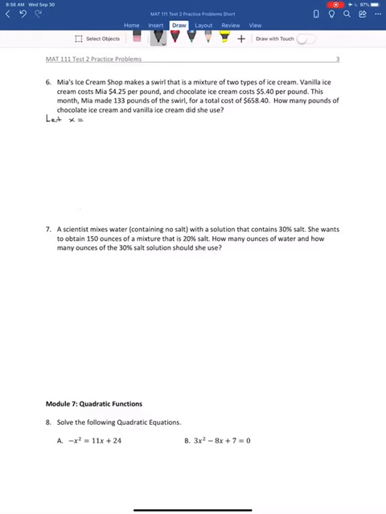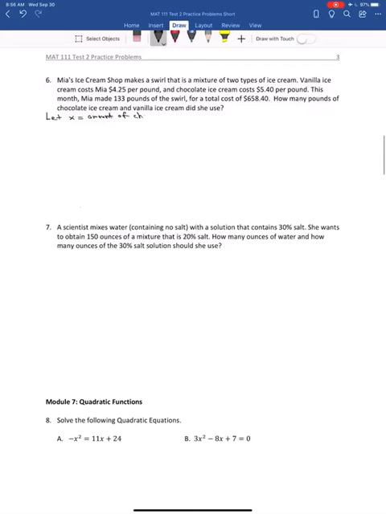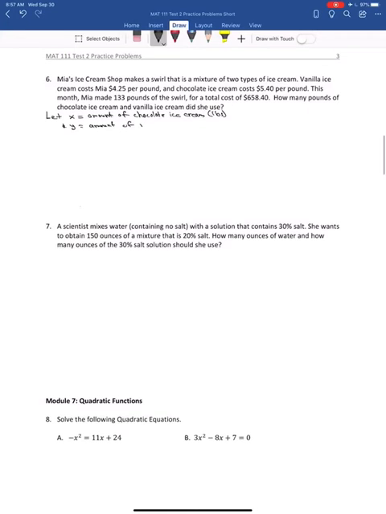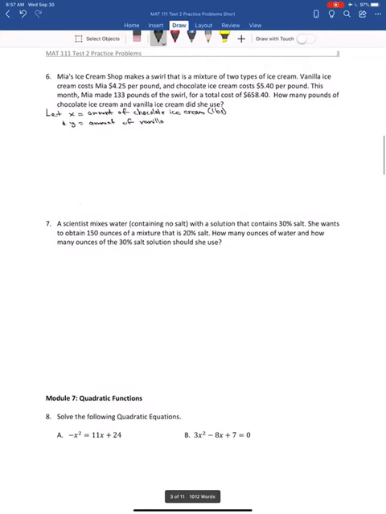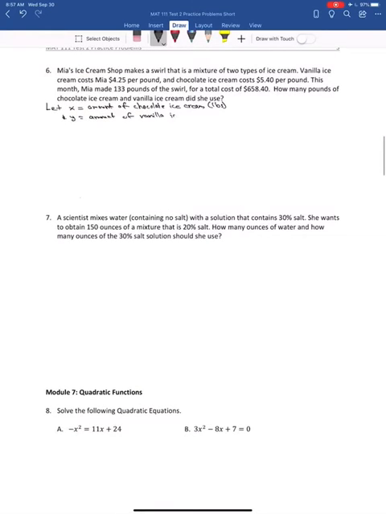Now, how many pounds of chocolate ice cream? That's one of my unknowns. So let's let x be the amount of chocolate ice cream, and again, that's in pounds. And then let's let y equal the amount of vanilla ice cream. So we've got two types of ice cream that we're going to mix together to make this swirl, right? That's what we're looking to do, is make this swirl ice cream. And these are in pounds.